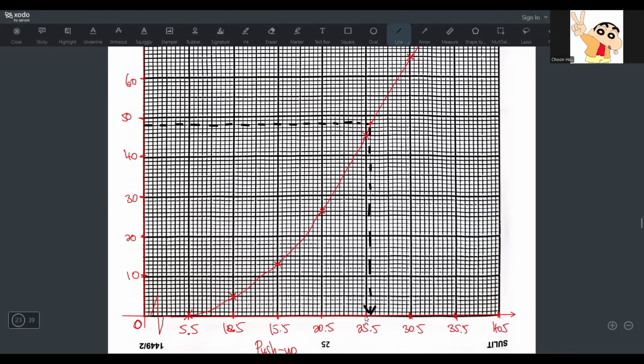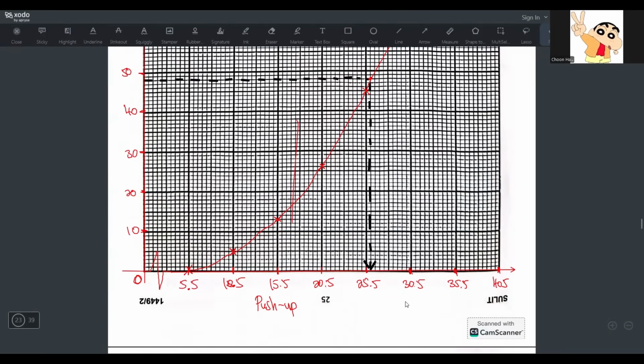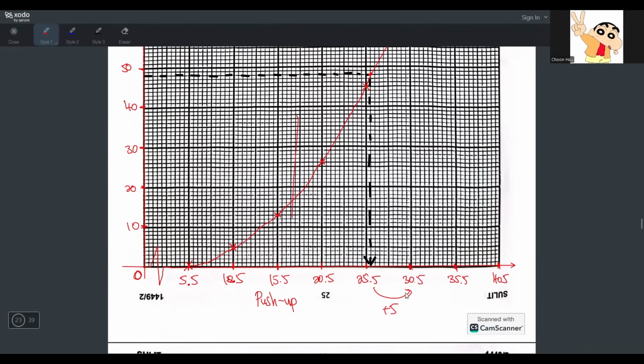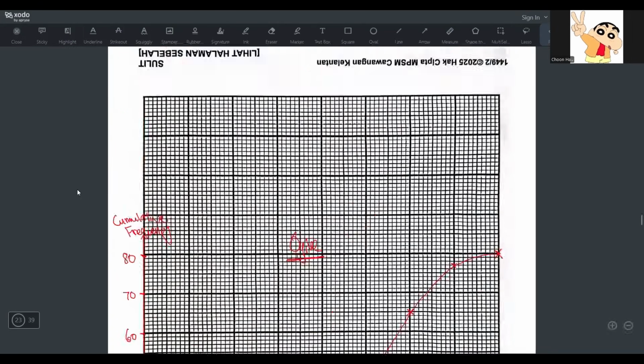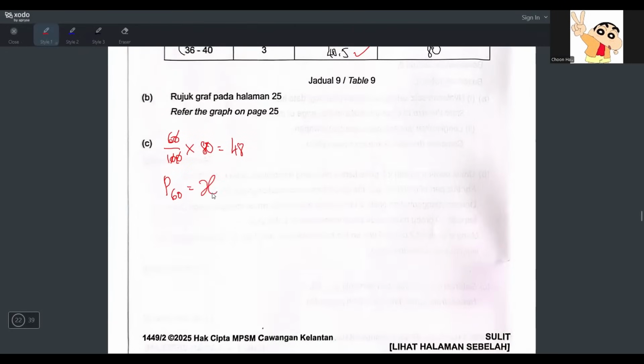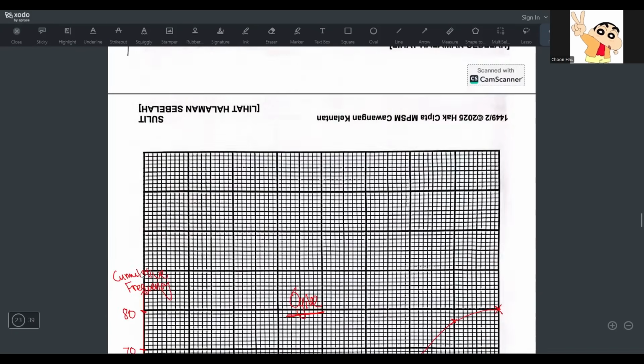So it's at 25.5 plus 1 box. How to know 25.5 plus 1 box is how much? You can first find out the difference from here to here. So from here to here, the difference is 5, because 30.5 minus 25.5 is 5, right? And then you take 5 divided by 10 to get 1 box. So 5 divided by 10 is 0.5. So now we know 1 box here is 0.5. So you can press 25.5 plus 0.5, which is 26. So your P60 is 26. Yeah, that's the answer. All right, I'm done with this question. Let's continue.